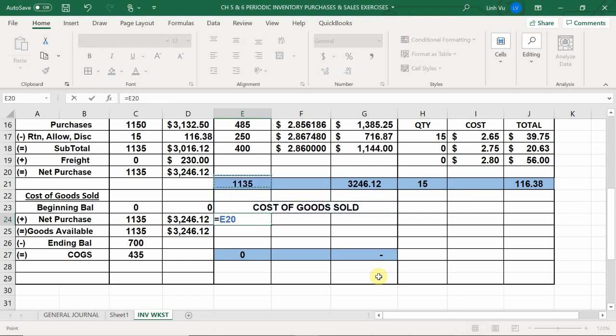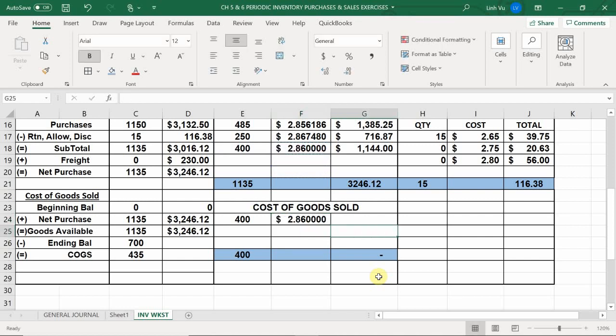The 400. We're going to take the entire 400, which we know to be $2.86. If we're going to take the whole batch of inventory, you don't need to calculate it. It's going to cost me a total of $1,144. Now, how many more items do we need to sell? 35. We need to sell 35.